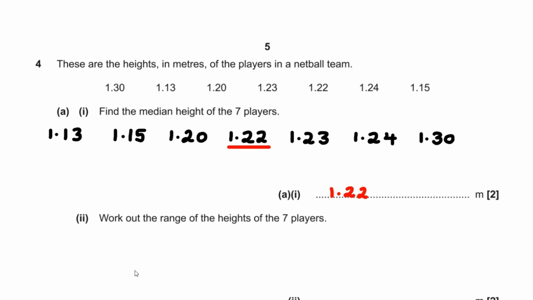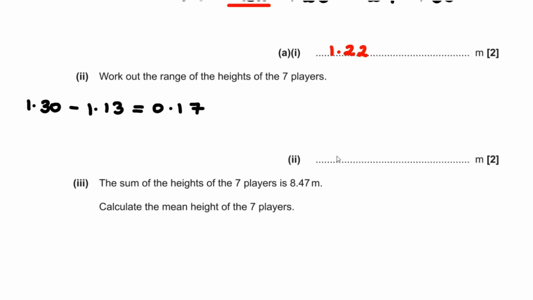Next, we have to work out the range of the heights of the 7 players. The range is equal to the biggest number subtract the smallest number. So we've got the biggest number, 1.30, subtract the smallest number, which is 1.13. And if we work this out, we get 0.17. So the range is 0.17.